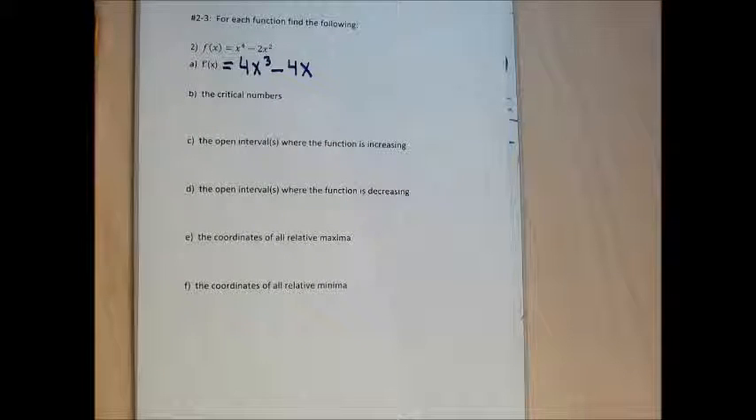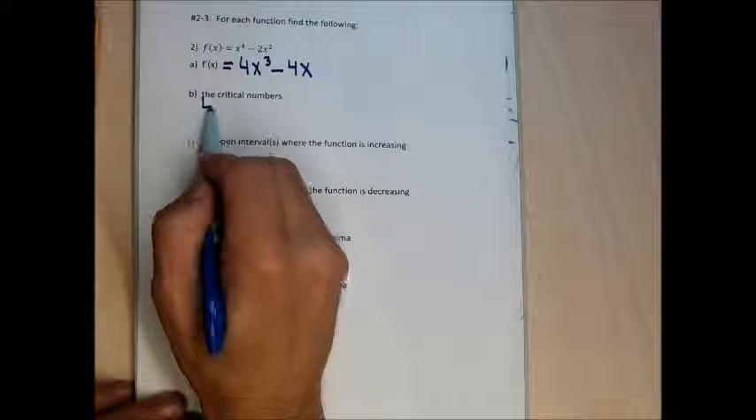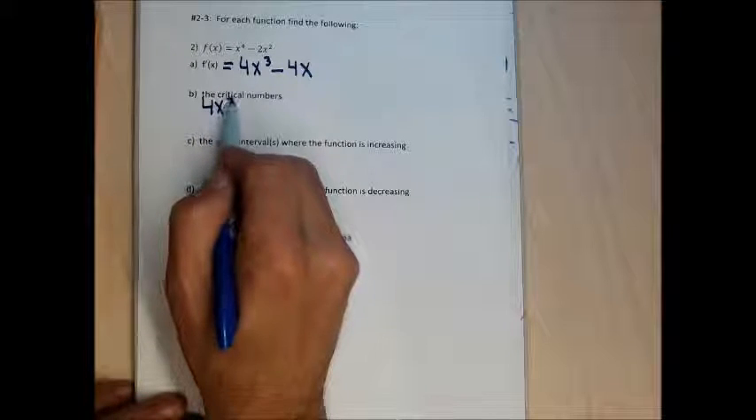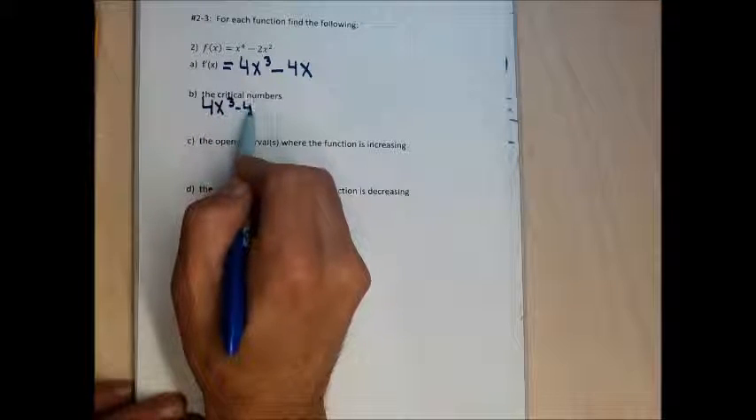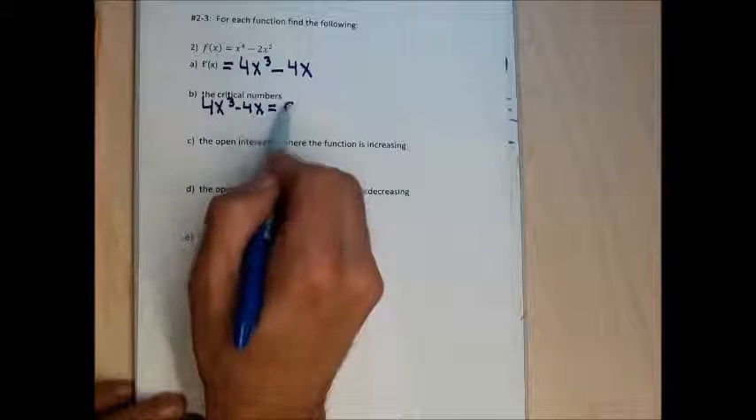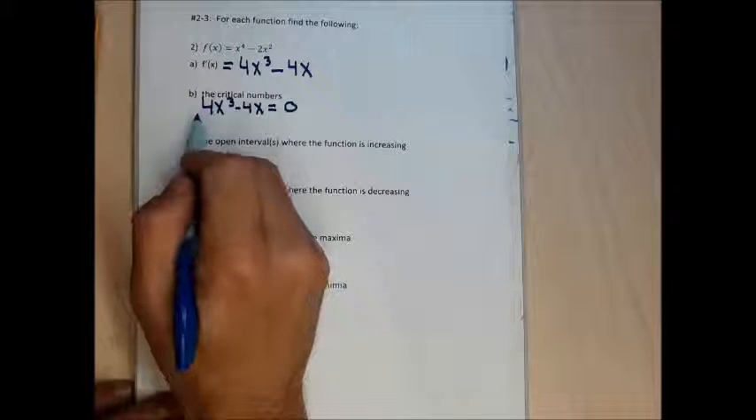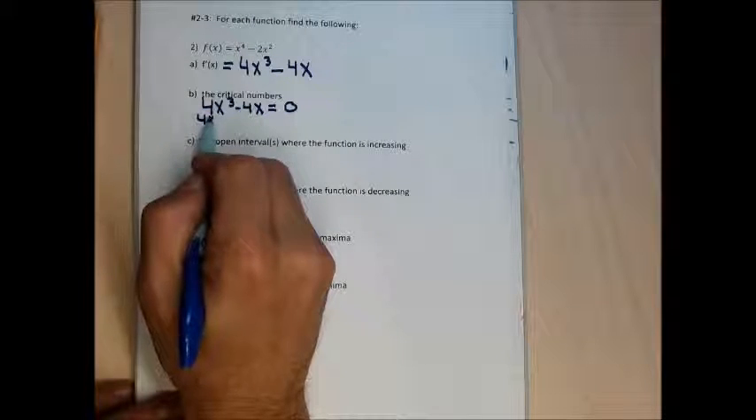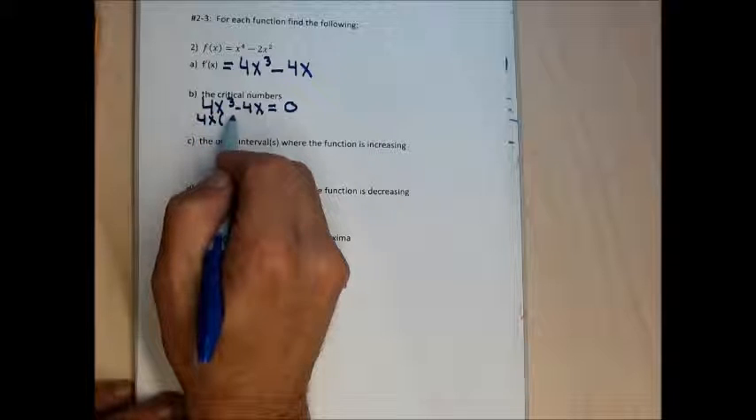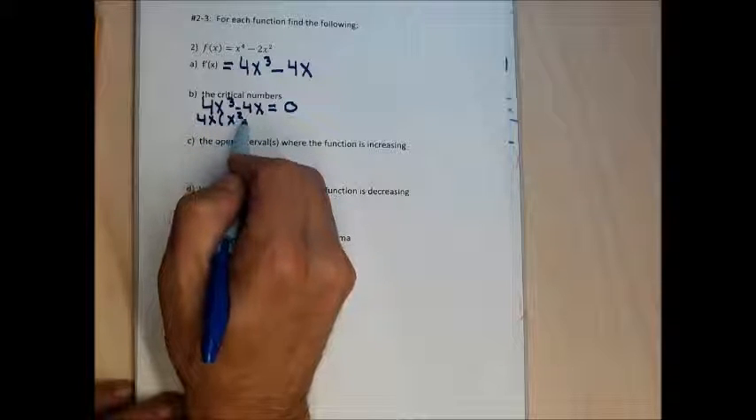Critical numbers are any values that make the derivative 0 or undefined, and the only critical numbers for this particular function I can get involve taking the derivative and setting it equal to 0. When I set this equal to 0, I'm going to solve by factoring. I'm going to pull out a common factor of 4x. When I pull out a common factor of 4x, I'm going to be left with an x squared minus 1.